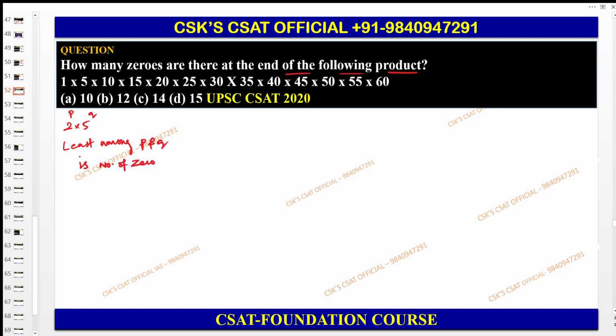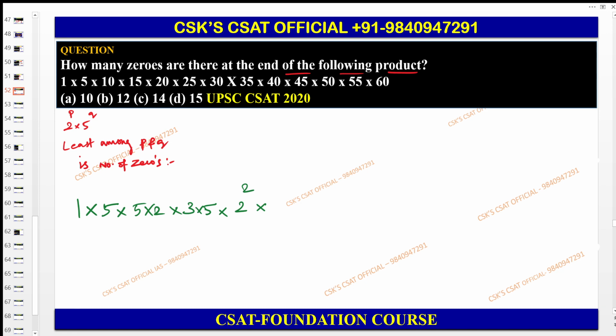This we have seen in your foundation itself, and then we have discussed a lot of problems. So try to express this in terms of powers of 2 into powers of 5. 5 here; 10 can be written as 5 into 2. 15 can be written as 3 into 5. 20 can be written as 4 into 5, and that 4 can be written as 2 square.